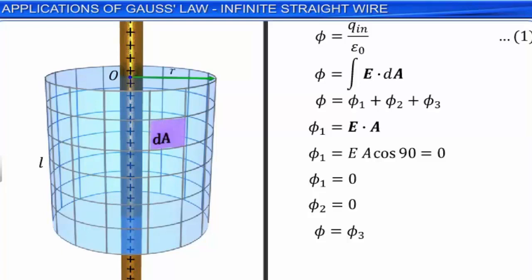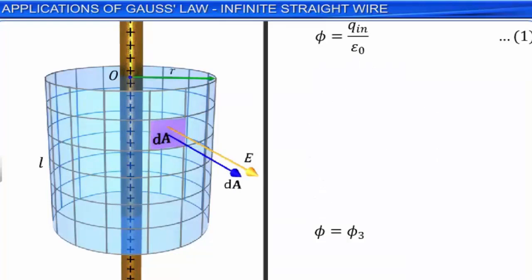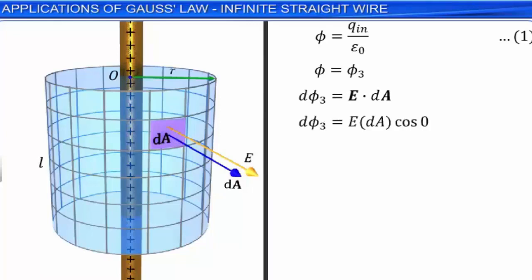Since the electric field strength E for any point on the surface is parallel to the area vector dA for the element under consideration, we have electric flux d phi 3 passing through the element equal to E dot dA, which will be equal to E dA cos 0, and this will then be just equal to E dA. Let this be equation 2.